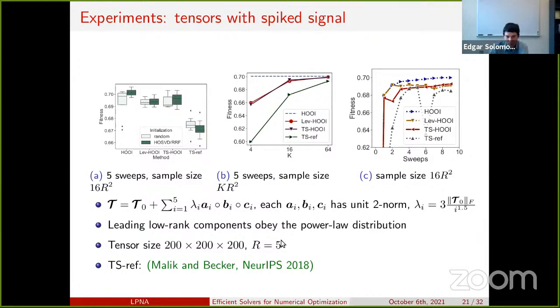And these are the details of the tensor we tested on here, which is in a sense designed to have some large components which throw off naive sampling methods.